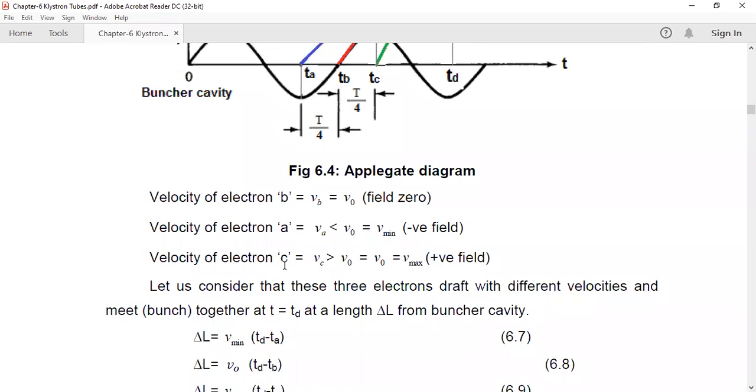All are leaving the buncher cavity. To form the electron bunch means all meet at one point. That means the distance traveled by the electrons from the buncher cavity to the bunching point is the same for all, but they are traveling with different velocities. Velocity is different, but suppose one is the bunching point; the distance from the buncher cavity to the bunching point is the same for all.